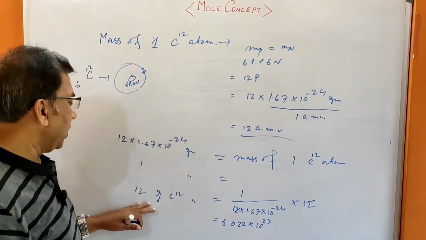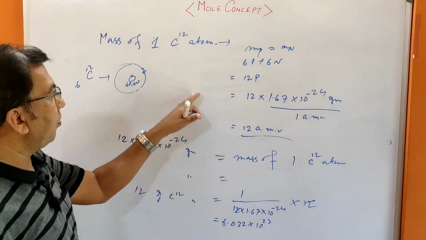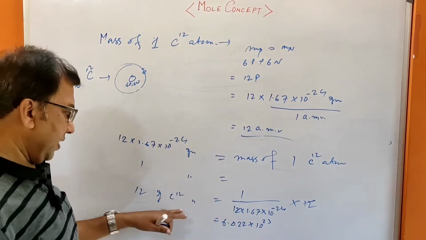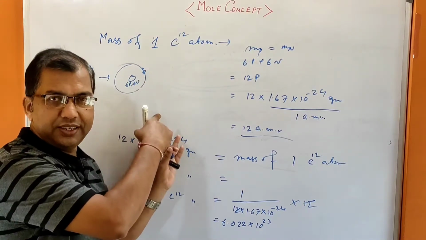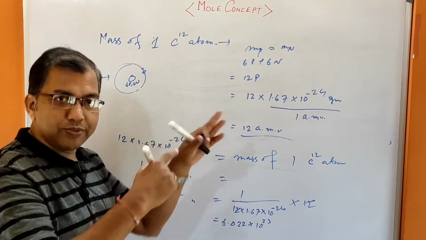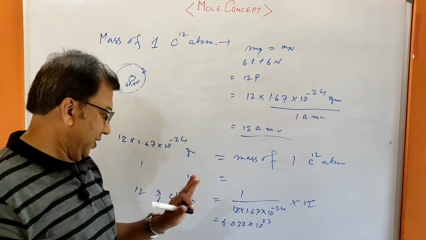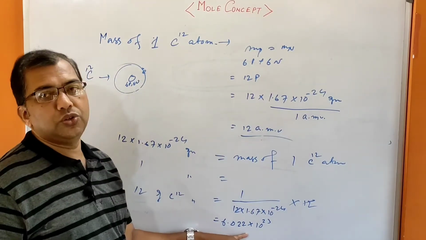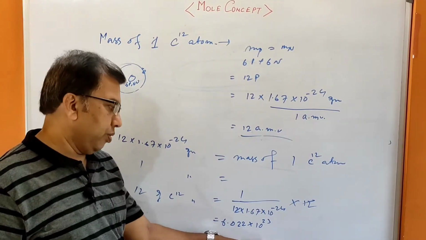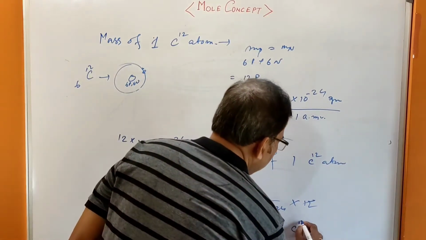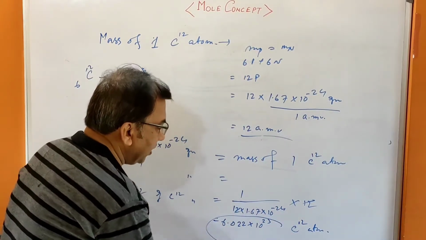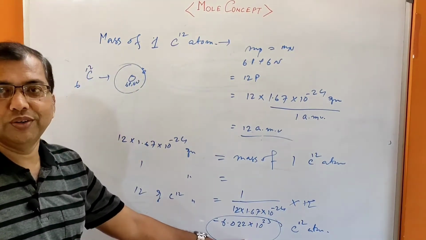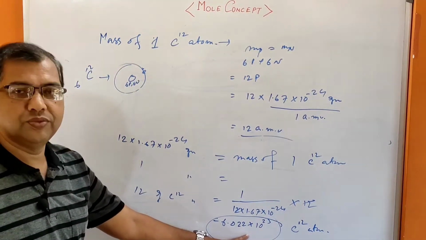This is the number of atoms in 12 gram carbon-12, which I have already told. Definition written: as many entities present as in 12 gram of carbon C12. So 12 gram of carbon contains 6.022 into 10 to the power 23 carbon-12 atoms. This is the number known as 1 mole.